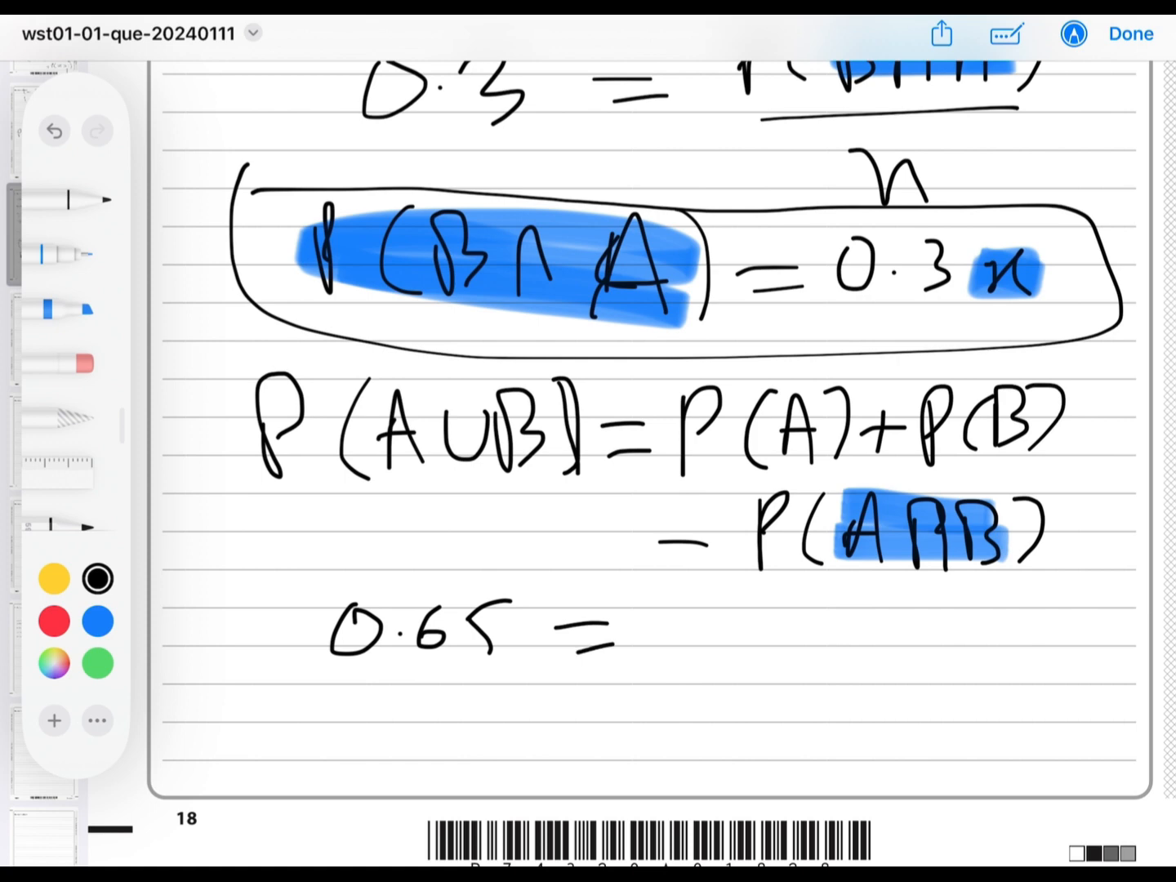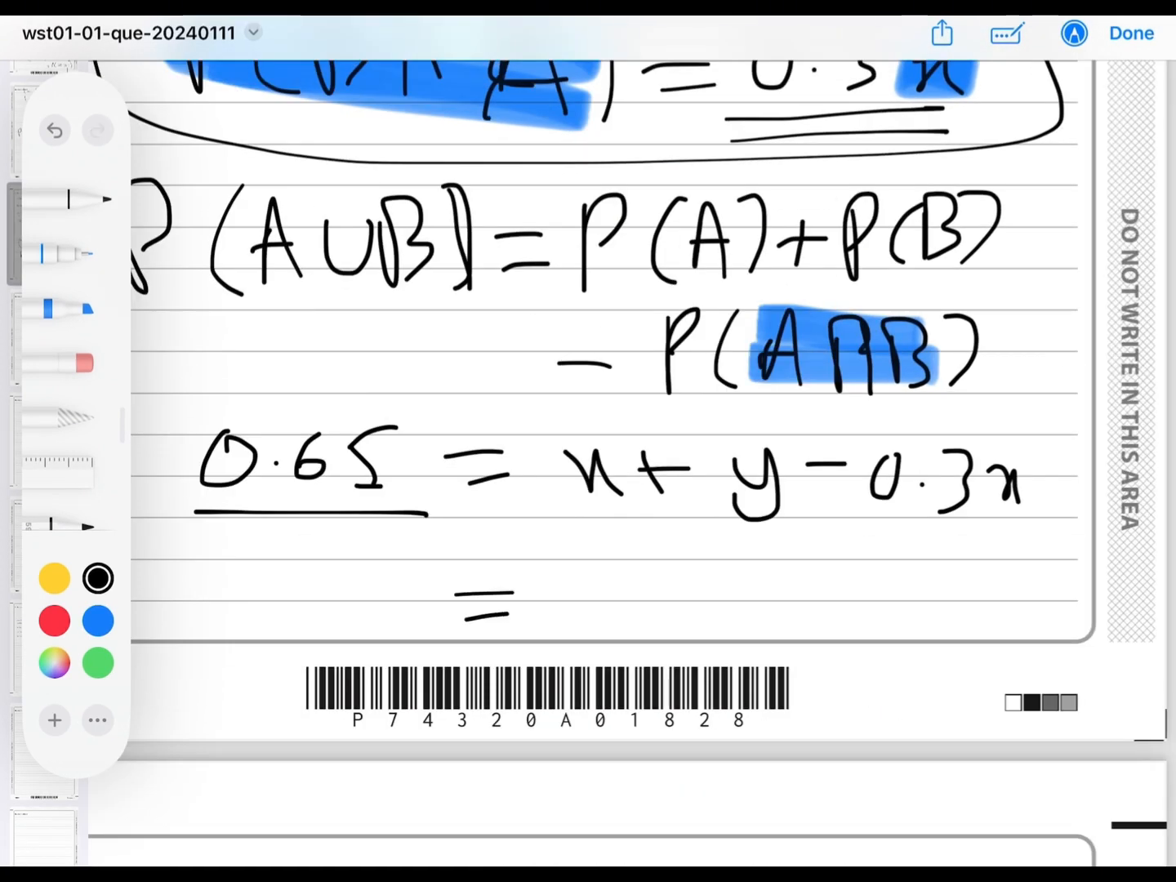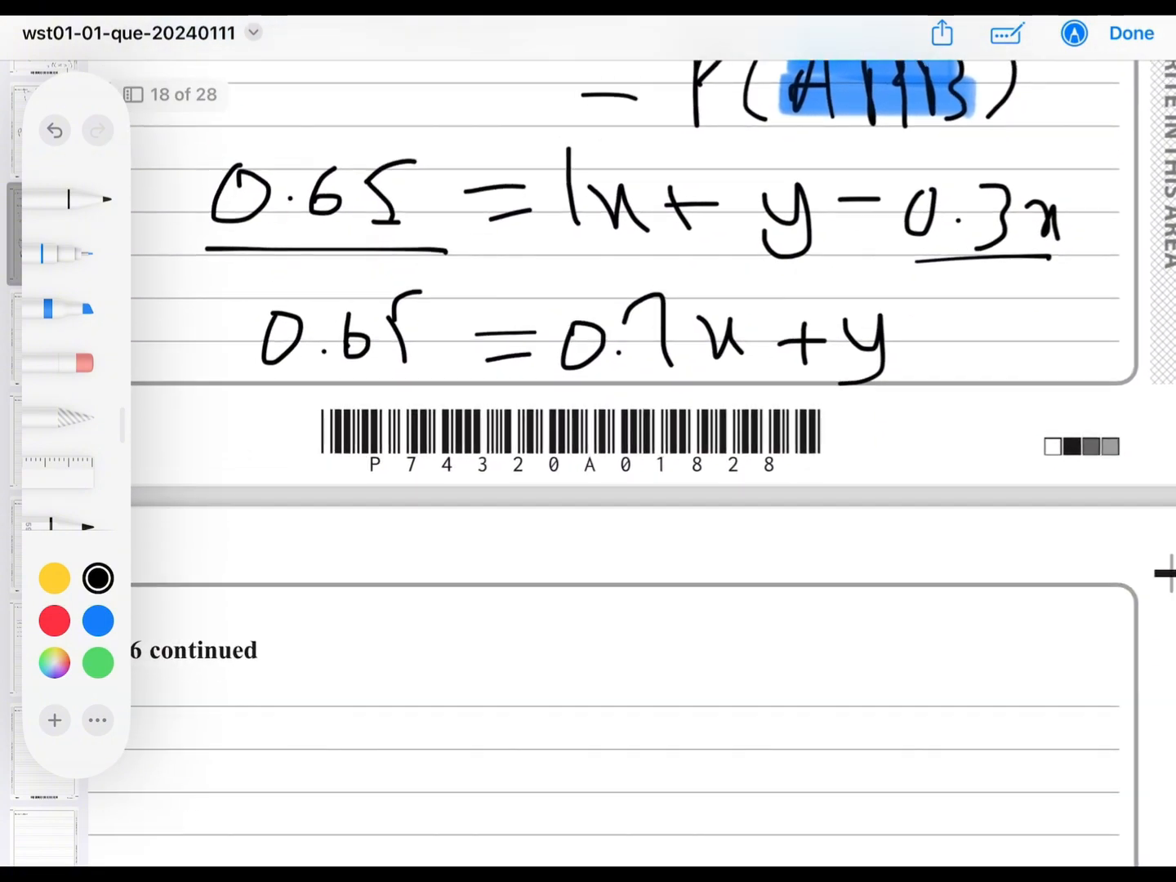The probability of A is also given, it's x, and B is also given, it's y, and A intersection B we just found out, which is 0.3x. So we have here 1x and 0.3x, and by subtracting them we will get 0.7x. Now we have this equation. Now we will remove the decimals.